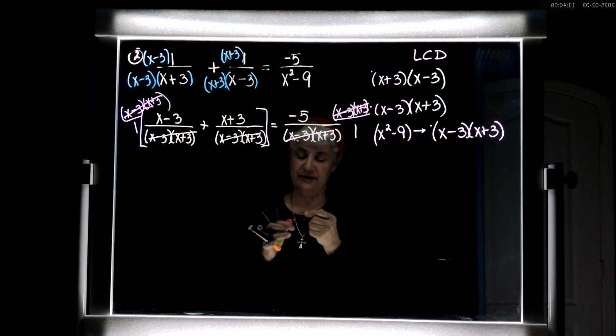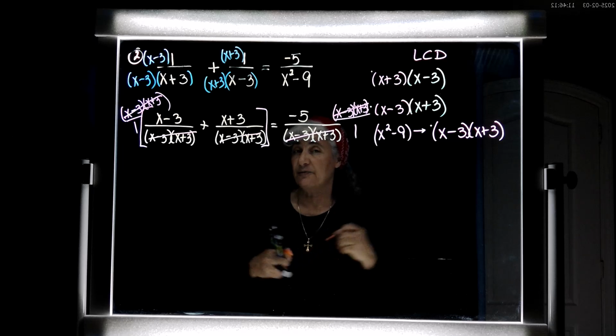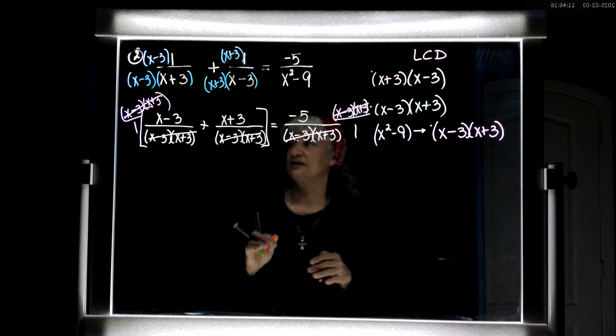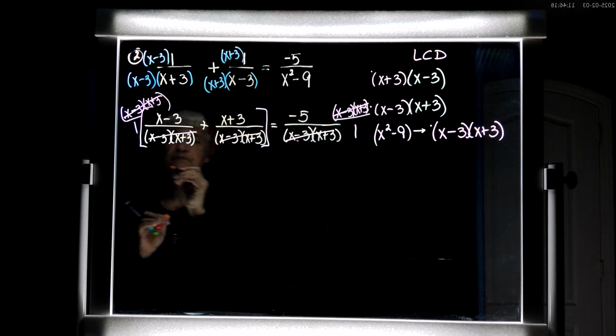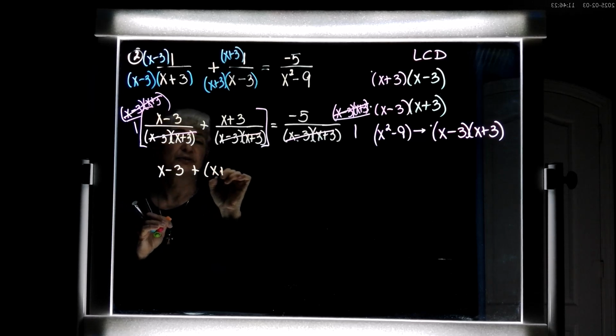These denominators are going to cancel straight away. There's only one fraction on that side for me to deal with. I don't have a distribution to do like I did on the left. So what remains? Good. x minus 3 plus x plus 3.